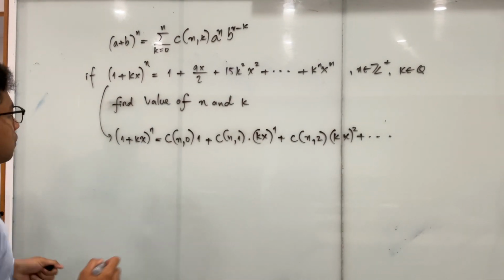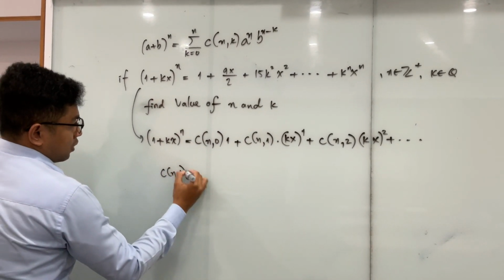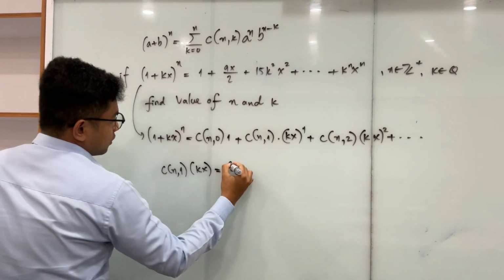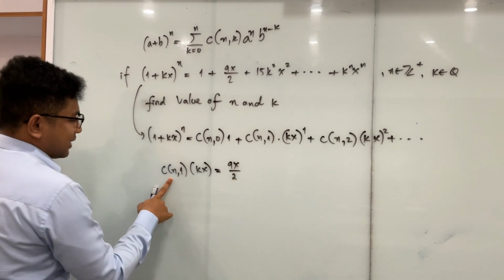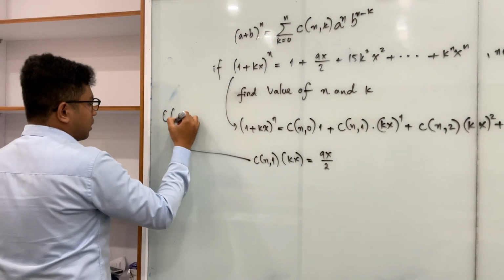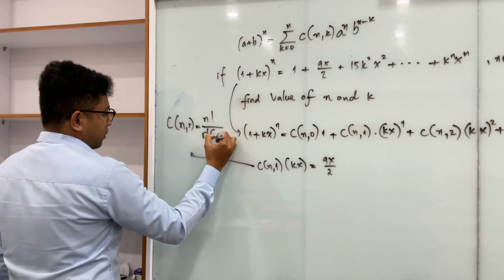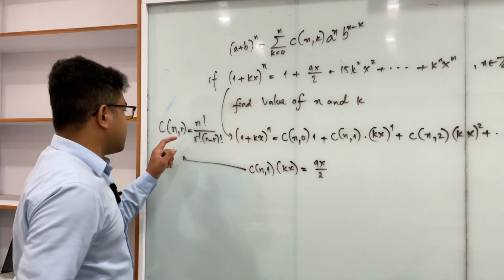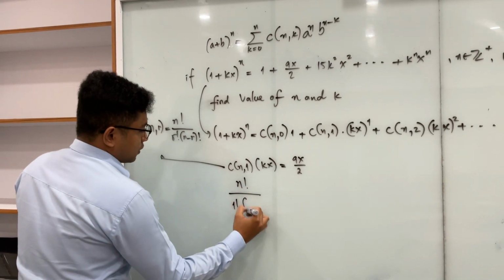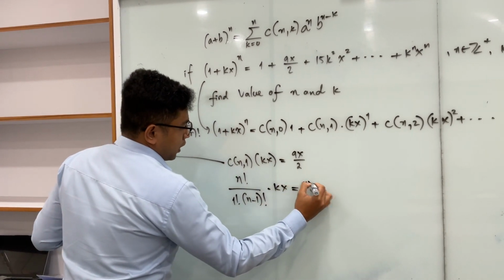So we can say C(n, 1) of kx equals 9x over 2, right? So C(n, 1), what is that? We have to remember one formula: combination r from n equals n factorial over r factorial and (n minus r) factorial. So r in this case is equal to 1. So that will be n factorial over 1 factorial and (n minus 1) factorial, times kx, equals 9x over 2.